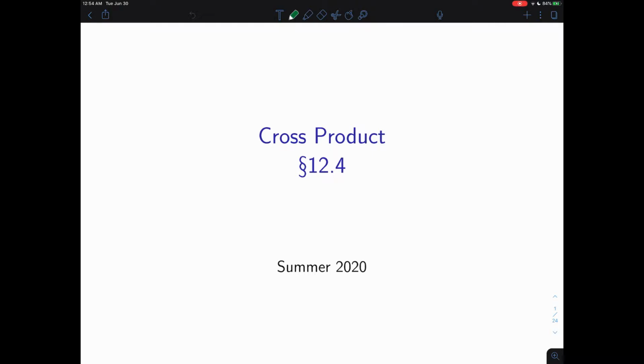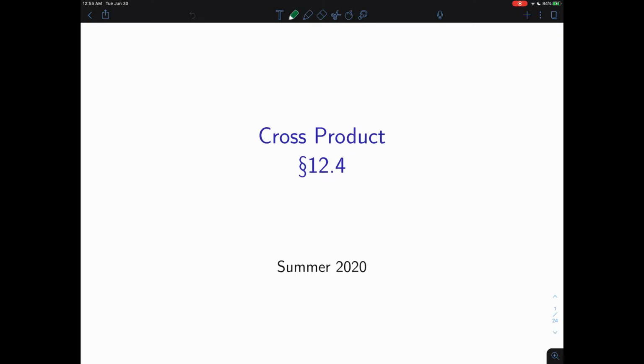Hi, I'm going to talk about cross product. This is section 12.4 in the Stewart textbook. This is the second way to multiply vectors. We talked about dot product, and we know that if you take the dot product of two vectors, the result is a scalar. And now here we have cross product, which is a second way to multiply vectors, and we're going to learn about that.